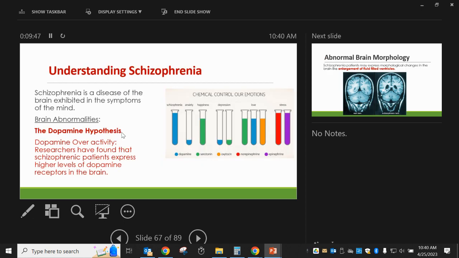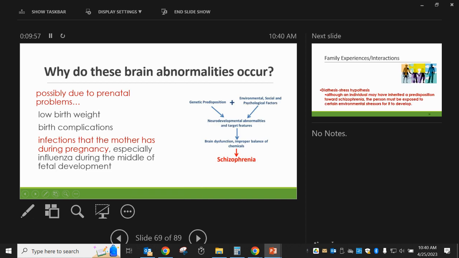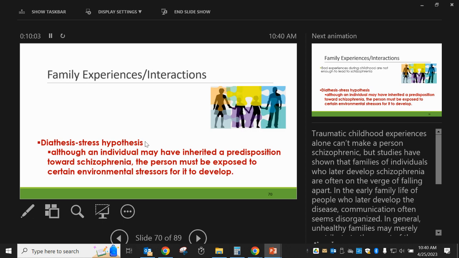Causes, the dopamine hypothesis says that there is overactivity at dopamine receptors, so too much dopamine. A side effect are the enlarged ventricles filled with fluid. Possible other causes, prenatal problems, the mother having an infection during pregnancy, and the diathesis stress model says that people may have the genes for it, but if they don't have the environmental stressors, the disorder might never show up.